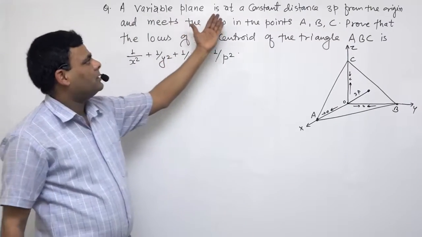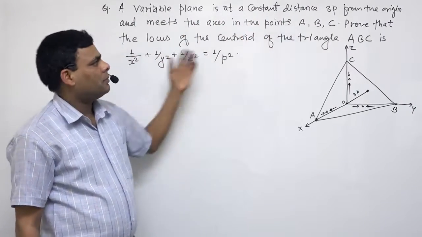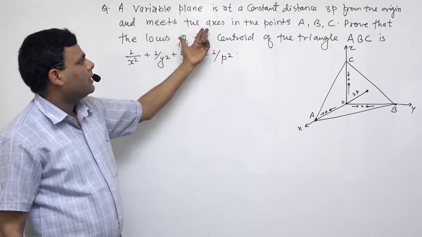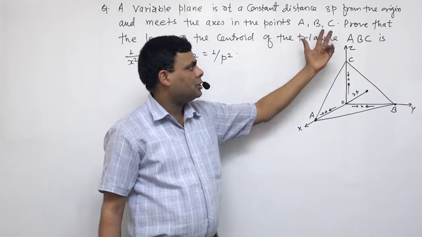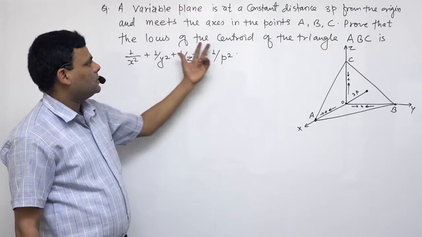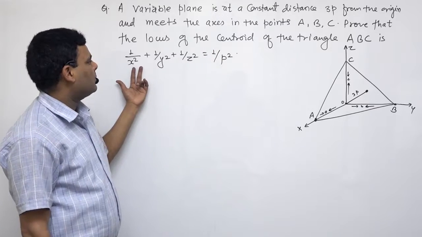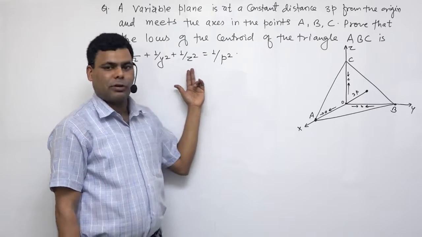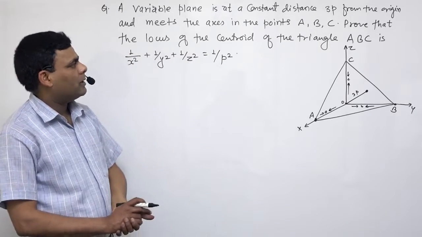A variable plane is at a constant distance 3p from the origin and meets the axes in the points A, B, C. Prove that the locus of the centroid of the triangle ABC is 1 by x square plus 1 by y square plus 1 by z square equals to 1 by p square.